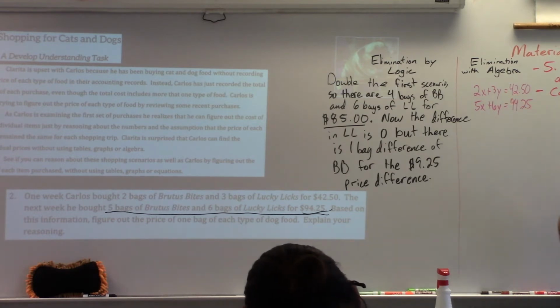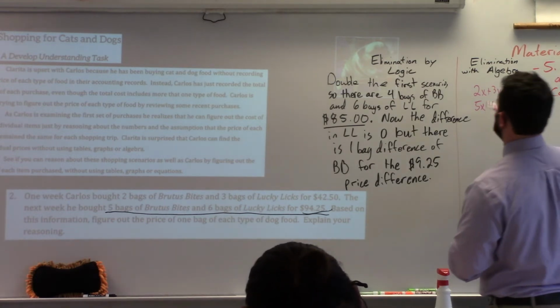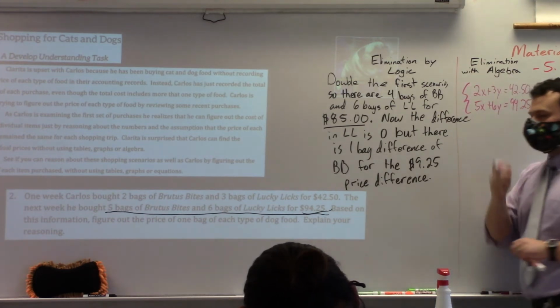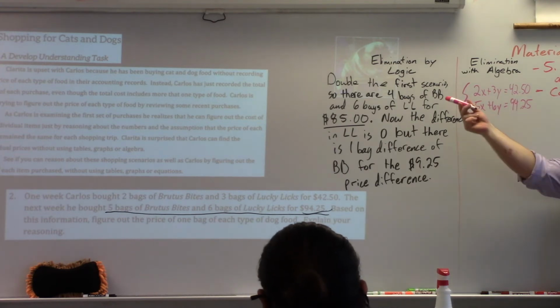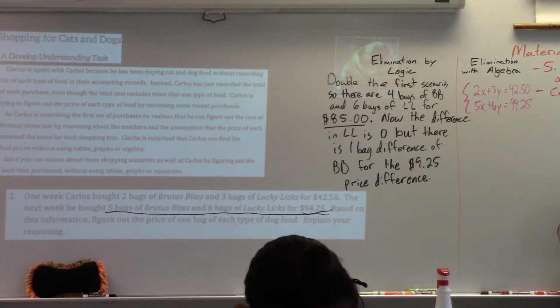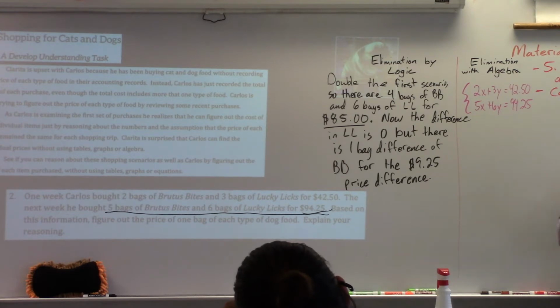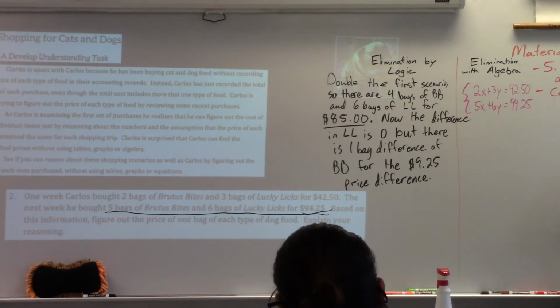Notice that's just 2 random equations right now. I need a system that groups those 2 things together. Okay? I want y'all to notice, logically, what was the first thing you did? You doubled the first scenario. Algebraically, what are we going to do? Double. We're going to double.